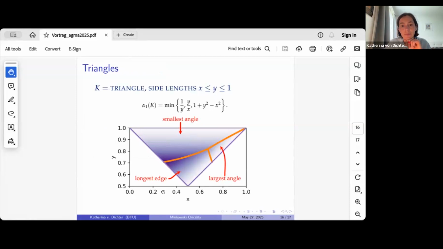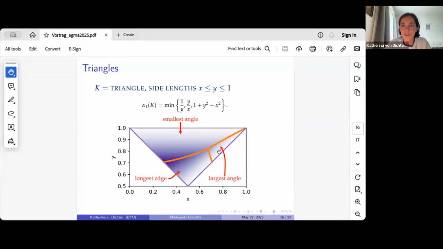So here is a diagram where x and y are the side lengths of this triangle. Then the chirality is calculated as the minimum of these three values. And depending on how large x and y are, we can decide which of the three cases appears.